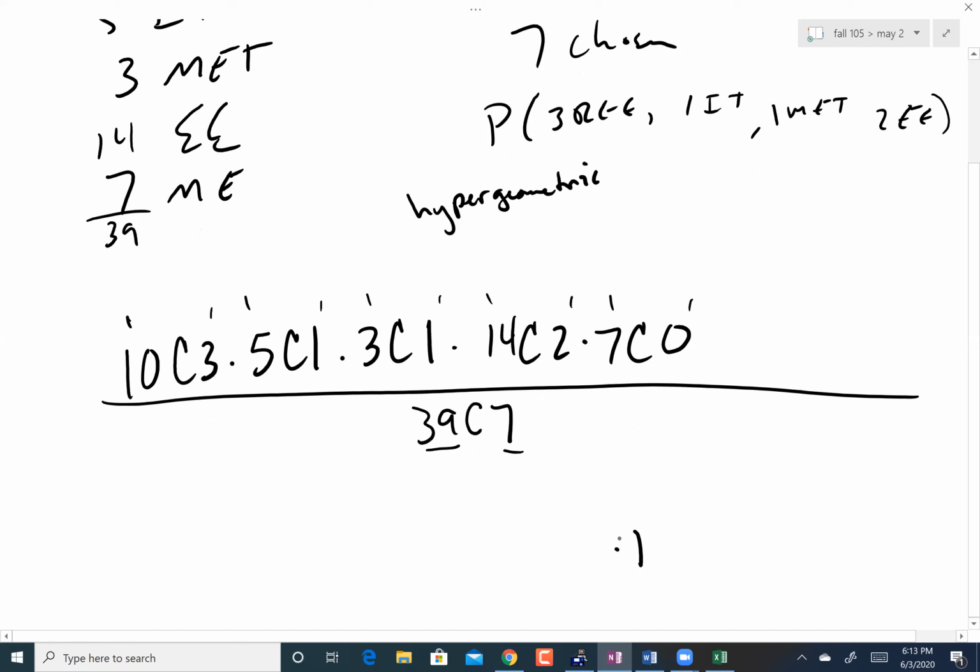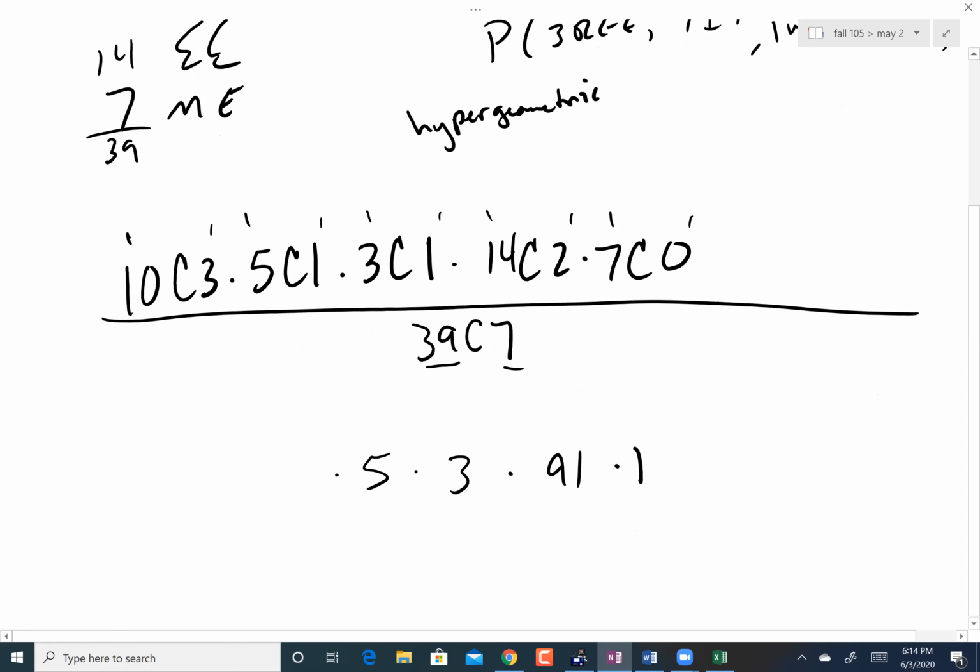14 choose 2 is, don't tell me, 242. Let's see. No, it's not either. It's 121. 14 times 3 divided by 2 is 7 times. No, it's not right. We'll just do the math. 14 times 13, 14 divided by 2 is 7. 7 times 13 is 91. There you go. I think that's right. We better check. I feel just wrong now.